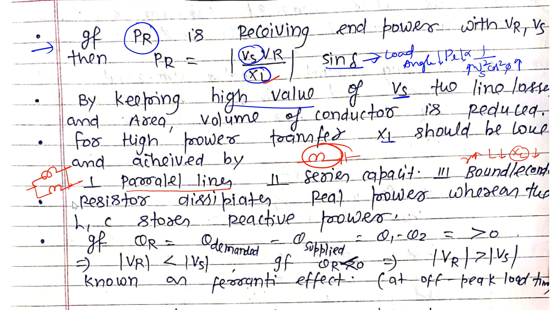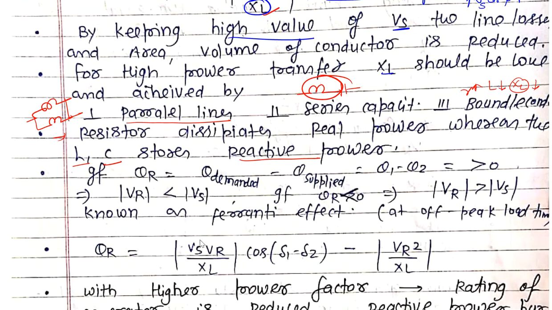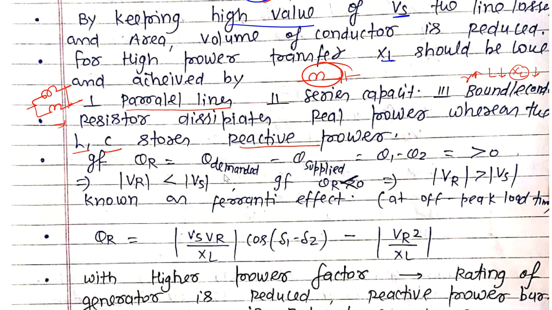Right now, another point here. Resistor dissipates real power, whereas L and C, inductor and capacitor, store reactive power. There is a reactive power condition given: if QR is equal to Q demand is equal to Q supplied, that is, reactive power supply equals demand, by applying some extra components such as shunt capacitor and series capacitor. Demand means what the load is asking and supply is what is being supplied. If these two are equal, QR will automatically be 0.